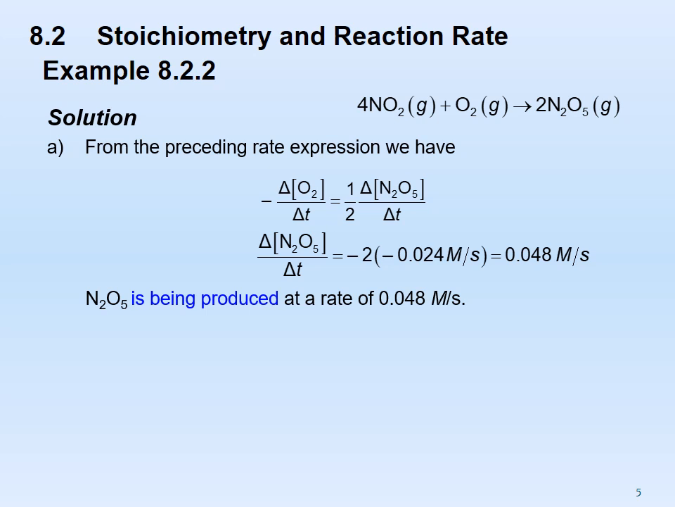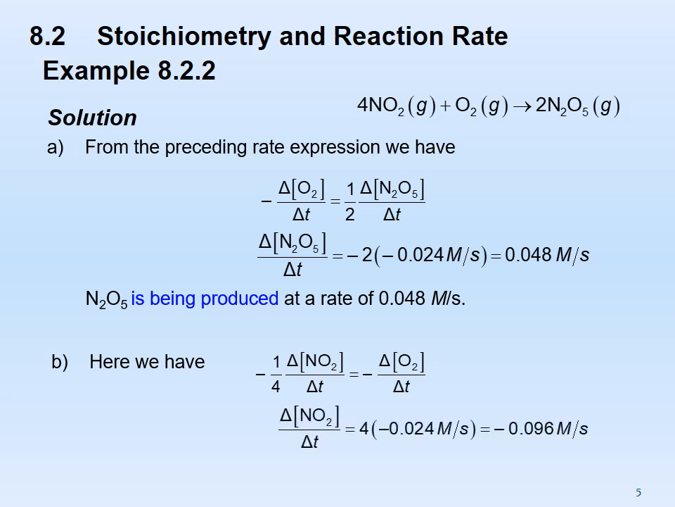For part B, again we pull out only the relevant terms from the rate expression earlier, linking the term involving NO2 and the term involving O2. We do something similar by making delta concentration of NO2 over delta time the subject of the equation. Multiply both sides by minus 4. Then substitute negative 0.024 molar per second into delta concentration of oxygen over delta time. We should get a negative value as NO2 is a reactant and it is being consumed.